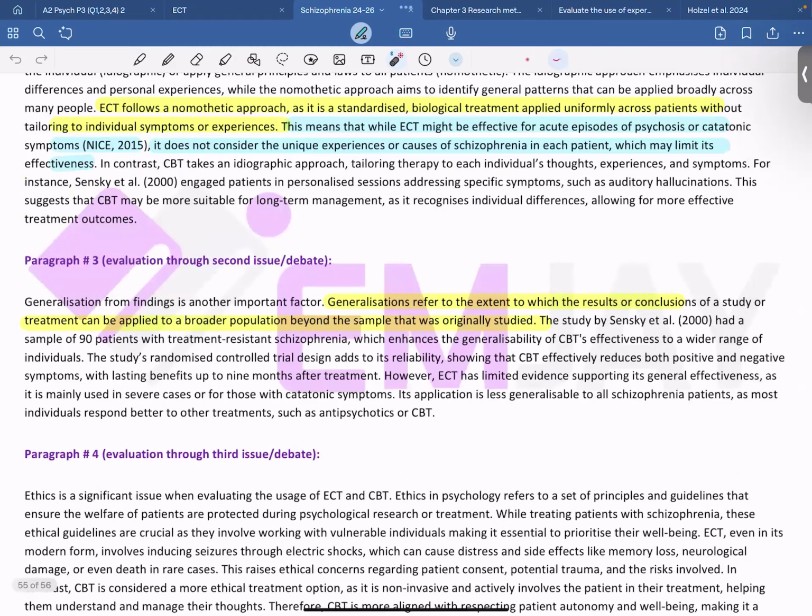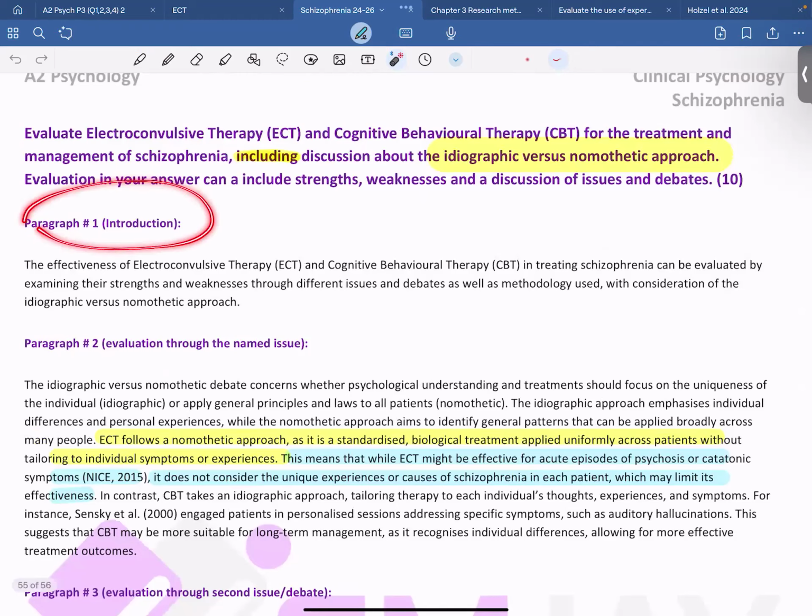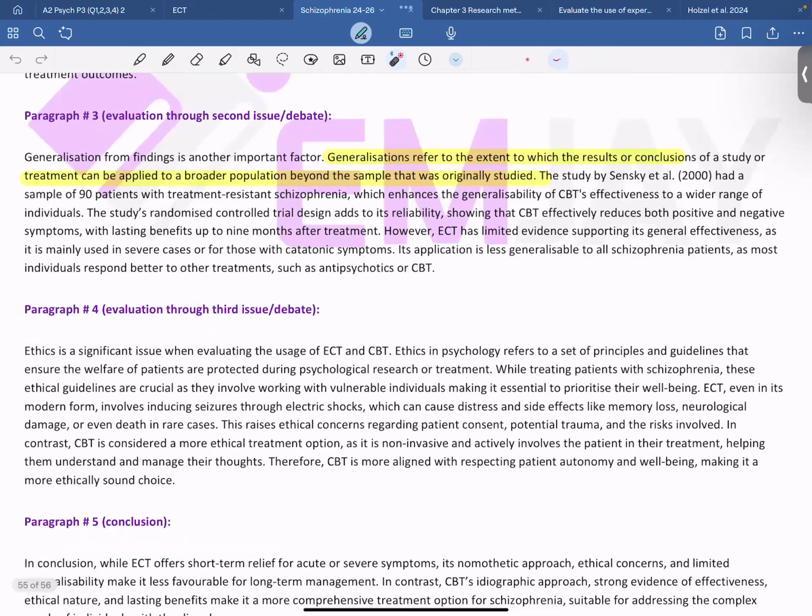So yeah, this is what I was talking about. Paragraph 1 has to do with introduction. Paragraph 2 has to do with evaluation through the named issue. Paragraph number 3 has to do with evaluation through second issue or a debate. Paragraph number 4, evaluation through third issue or debate. And the last paragraph should be conclusion.